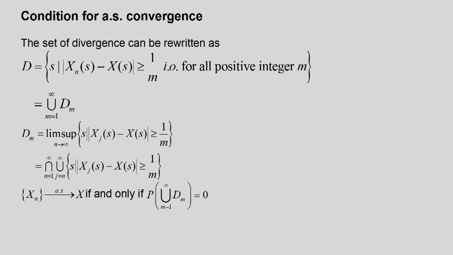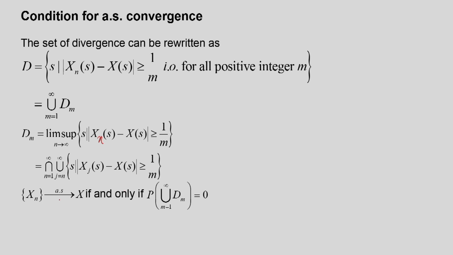Now this infinitely often, that is the limsup of s such that mod of Xn(s) minus X(s) is greater than or equal to 1 by m as n tends to infinity. That is the event that the absolute value of Xn(s) minus X(s) is greater than or equal to 1 by m infinitely often, which we are writing in terms of limsup. Therefore, from the definition of limsup, this is equal to the intersection over n going from 1 to infinity of the union over j going from n to infinity of the event s such that mod of Xj(s) minus X(s) is greater than or equal to 1 by m. So this is the basic event where the deviation is greater than 1 by m, and then we are considering the limsup of that event sequence.